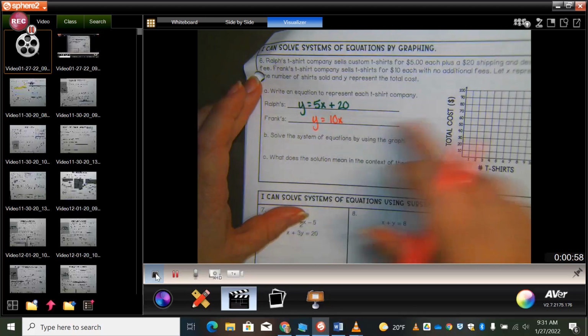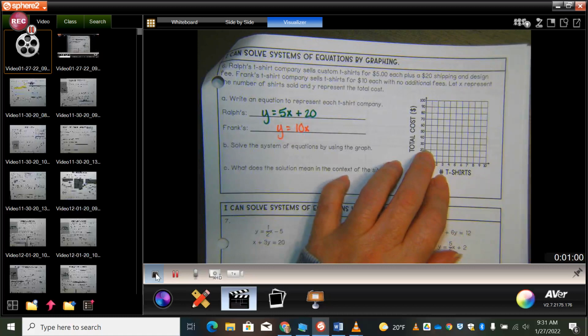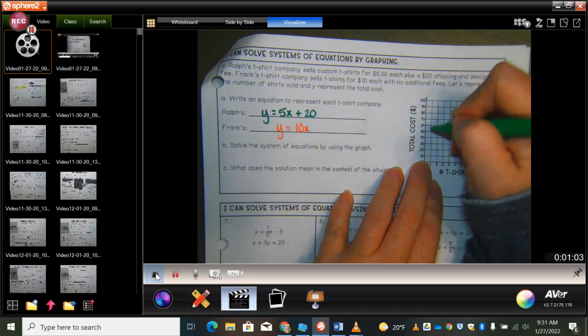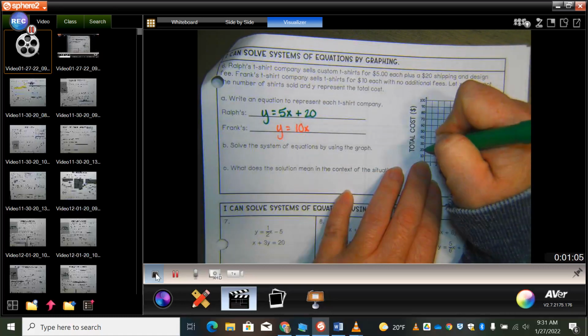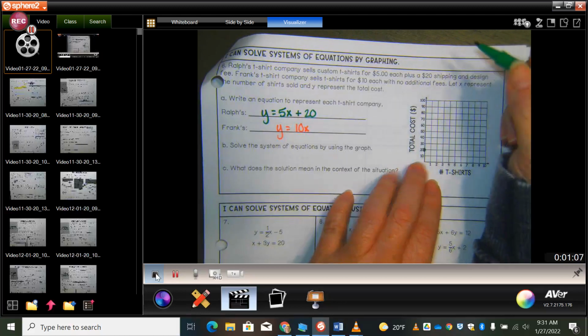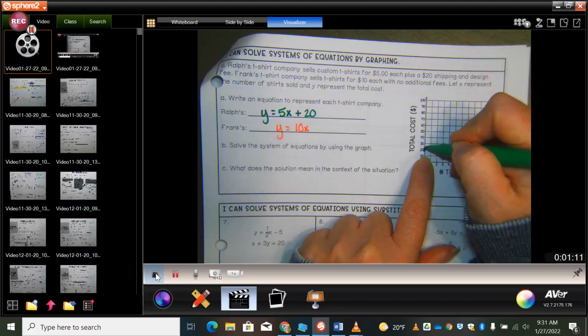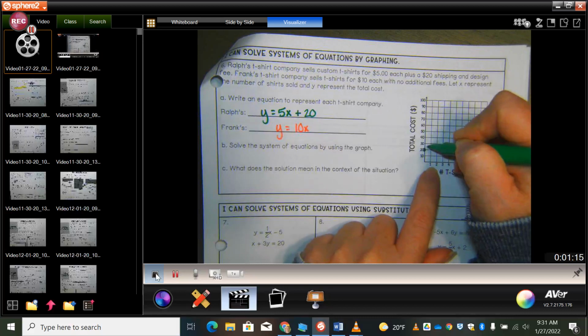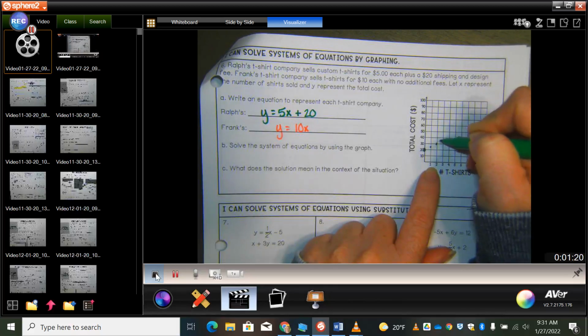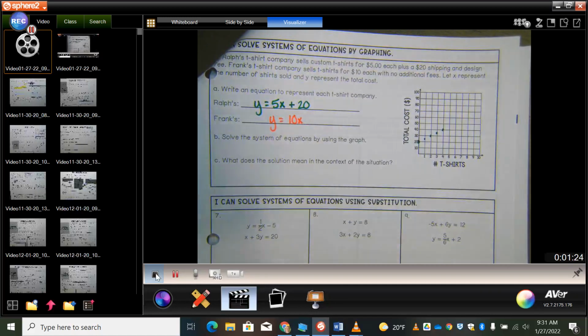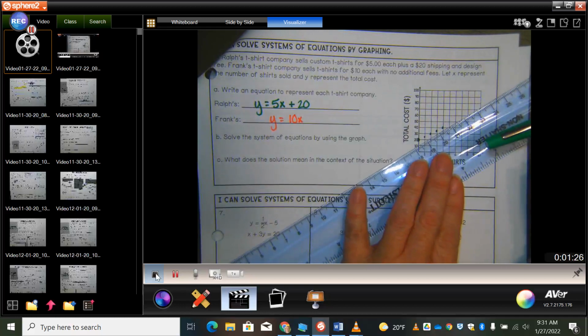We're going to solve this by graphing them. So in the first one, we'll graph Ralph's. We start at positive 20. That's our y-intercept, so that's our starting point. And our slope is 5. So that means we go up 5, and you notice this is going up by 10, so halfway. So up 5 over 1, up 5 over 1, and continuing on. And that gives us enough to graph this right here.